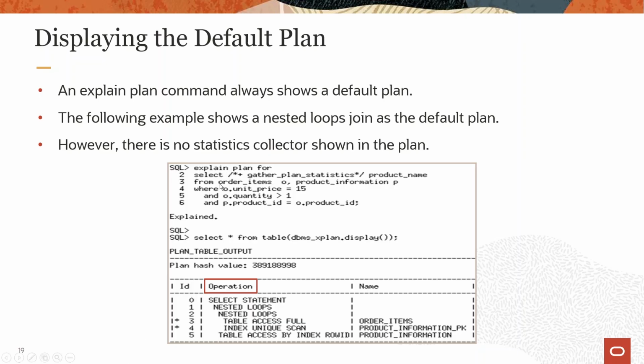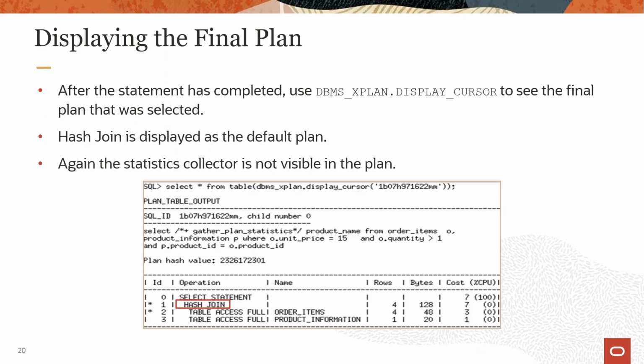So if now I would carry out that select statement that does a join upon order items and product information, the optimizer says, look, based upon the statistics I think that a nested loop is the most efficient way. However, there are no statistics collectors shown in the plan, because that's only used when the statement is actually being executed.